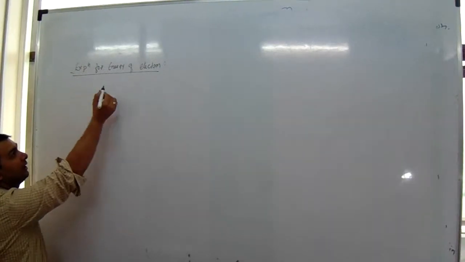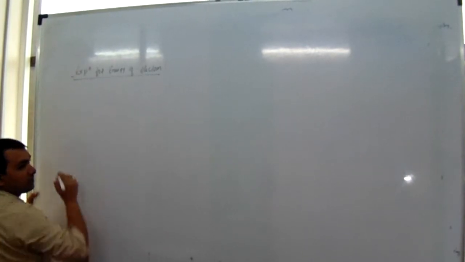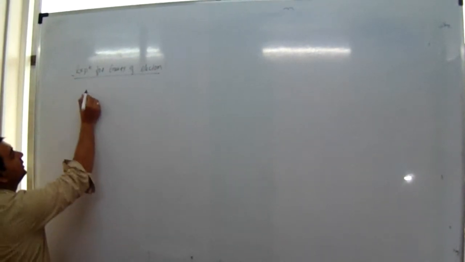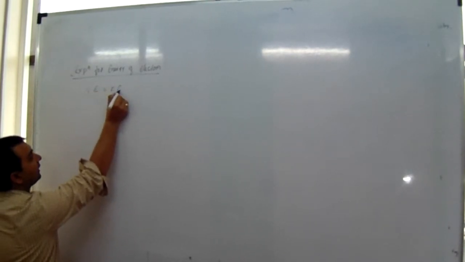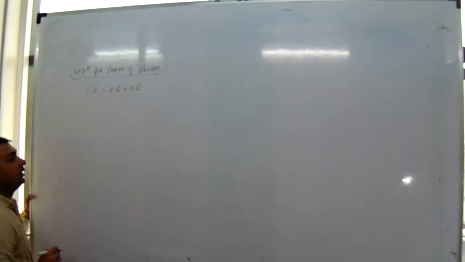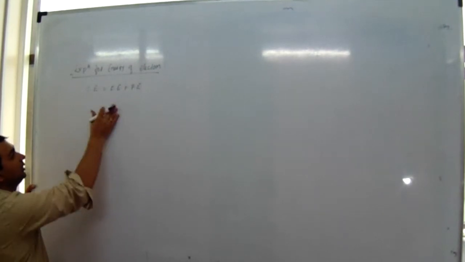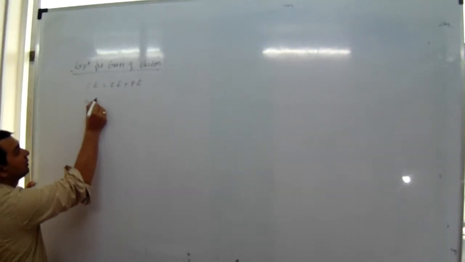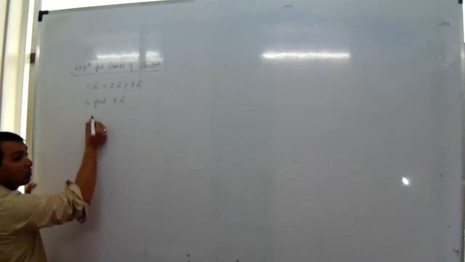Expression for energy of electron revolving around the nucleus. Now, when the electron is revolving around the nucleus, the total energy possessed by the electron is the sum of kinetic energy and potential energy. Now, kinetic energy and potential energy we need to find. Therefore, to find this kinetic energy, we will consider Bohr's first postulate.